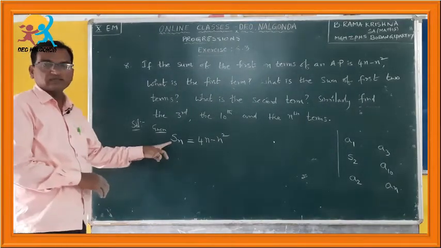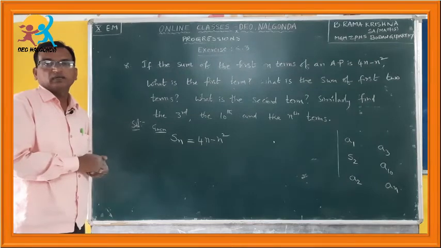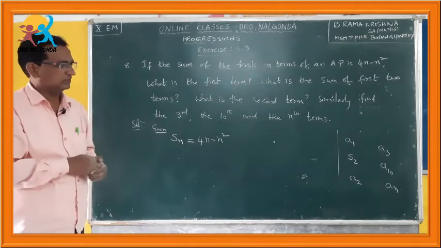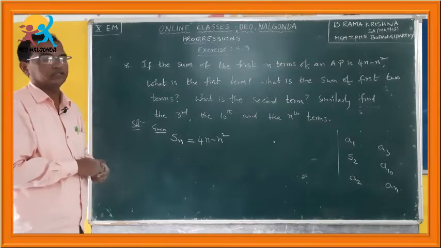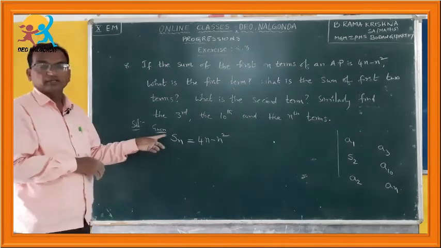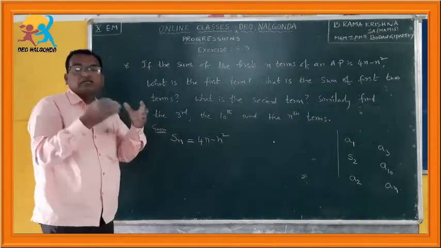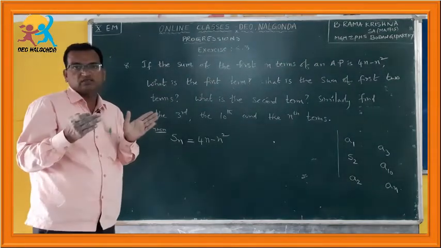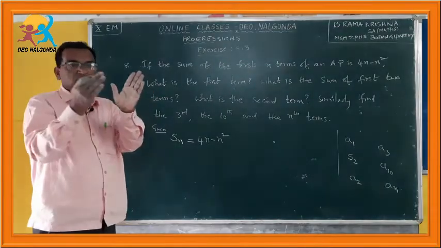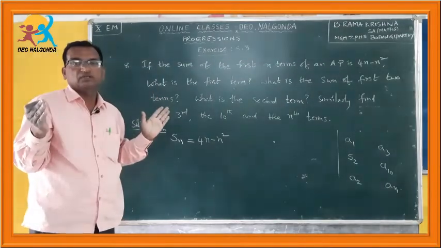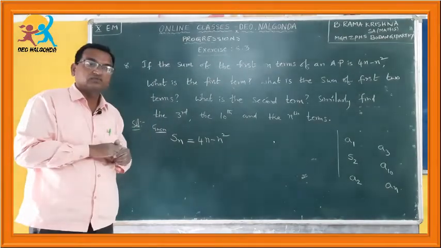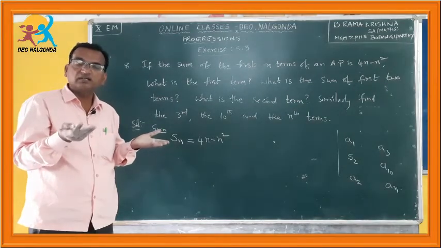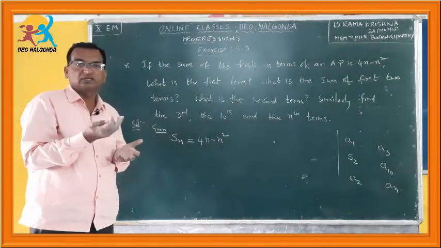Here, he gave us the sum to n terms and he is asking so many things: A1, S2, A2, A3, A10 and AN, the nth term also. How to find them? So, try to understand the sum to n terms concept. What is that? Sum to n terms means if there are n terms, the sum of those n terms is nothing but sum to n terms. If there is only one term, what is the sum of those terms? Only one term. What is the value of that term? The sum of those terms is that one term.